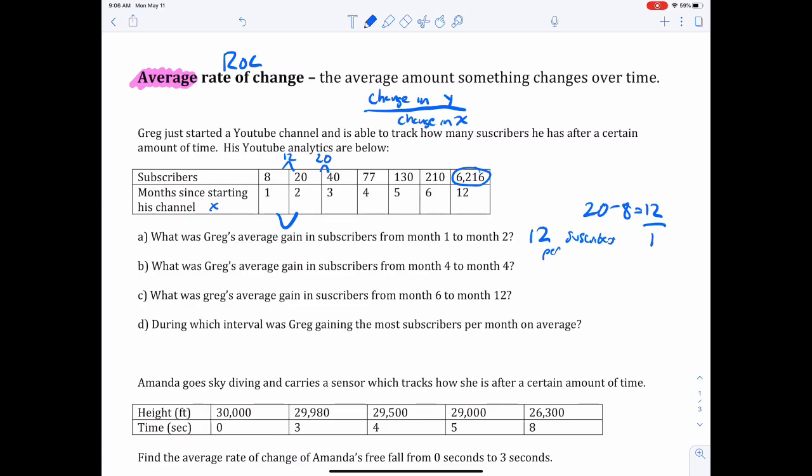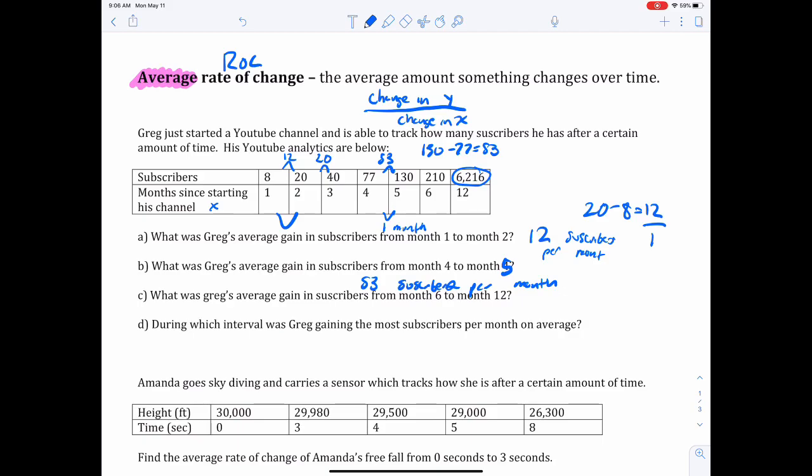All right, what about from month 4 to month 5? Well, if you look here, month 4 to month 5, that's a change in 1 month. And in 1 month, he gained 53 more followers. 130 minus 77 is 53. So 53 subscribers was his average gain per month. So his amount is changing.